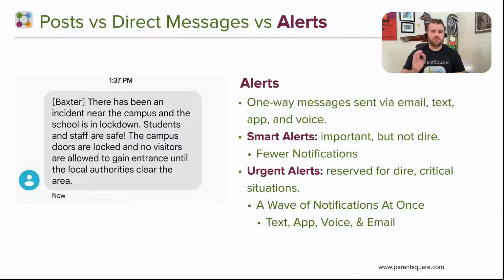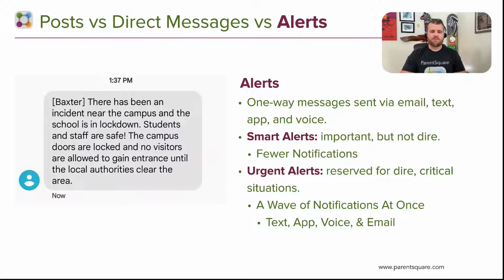The third type of communication inside of ParentSquare that you will be receiving are alerts. With posts and direct messages, we can respond, but with alerts, we cannot. These are one-way communications that are used for your most important and time-sensitive information. Things like postponements, cancellations, school delays, closures, weather events, lockdowns, those are going to be coming at you as an alert.